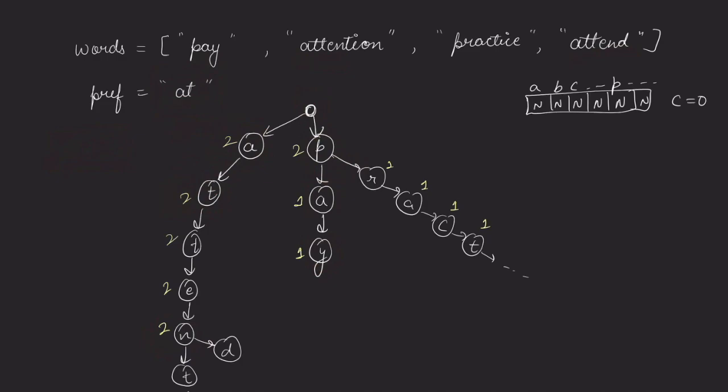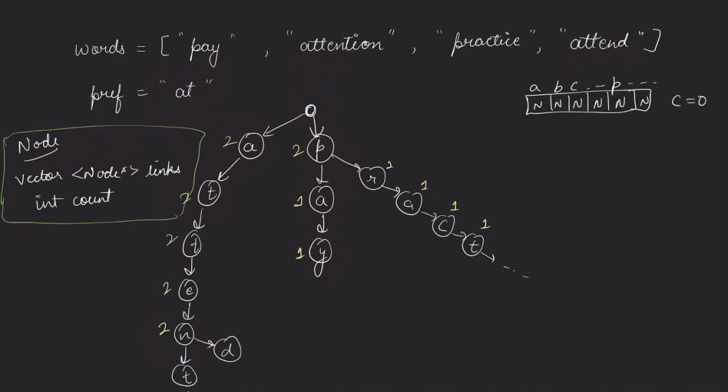So basically each of the nodes in our trie will be having two things. One is a vector of nodes. We will be storing nodes only, and we'll name it links, and the other thing will be a count, right? So this is what one node will look like.